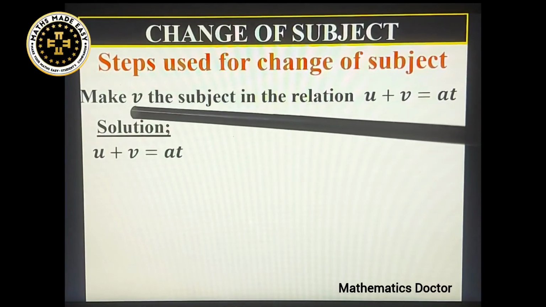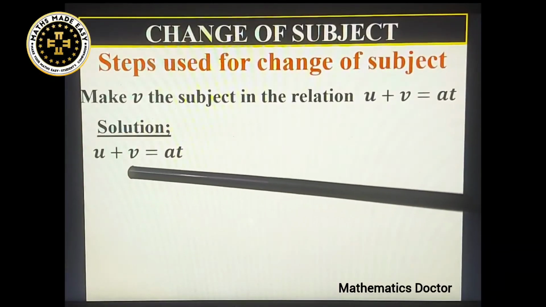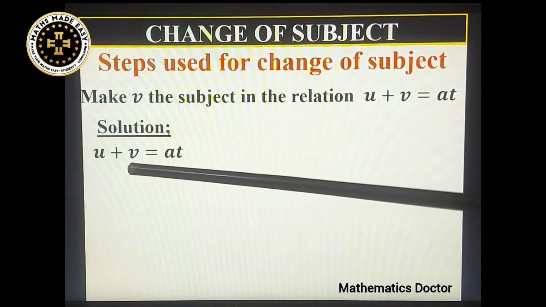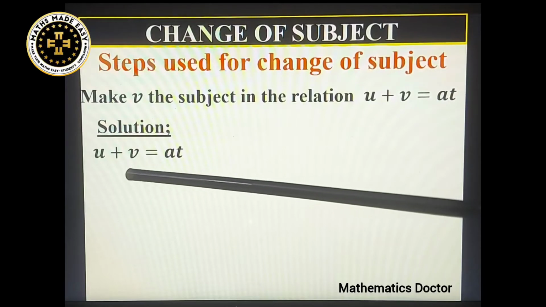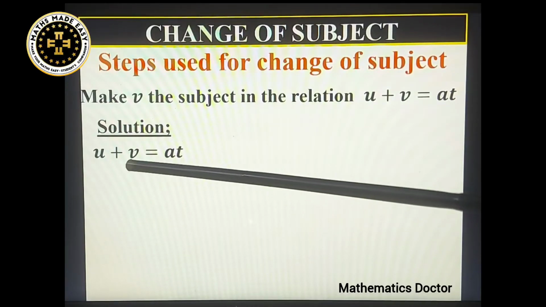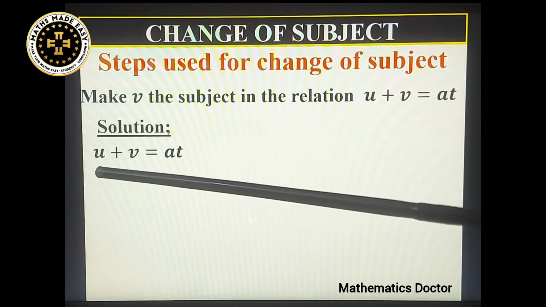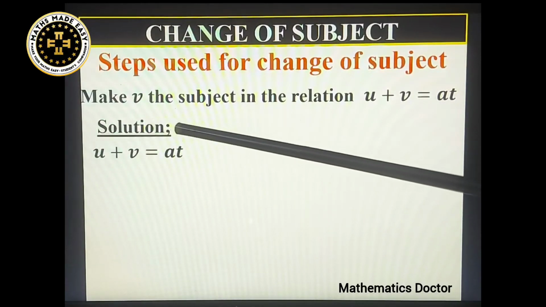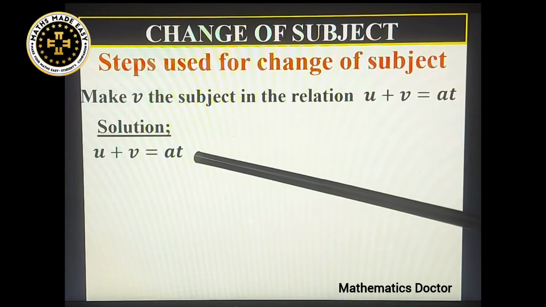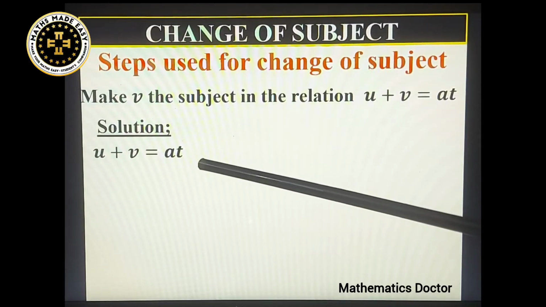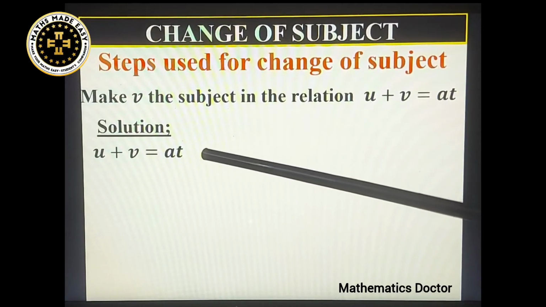You are supposed to make V the subject, and V happens to be at the left-hand side of the equal sign. That means that for V to be the subject, V must stand alone at the left-hand side of the equal sign. That means that U has to be moved or transposed or transferred to the right-hand side to join 80. So without much ado, let's get into the steps for this solution.